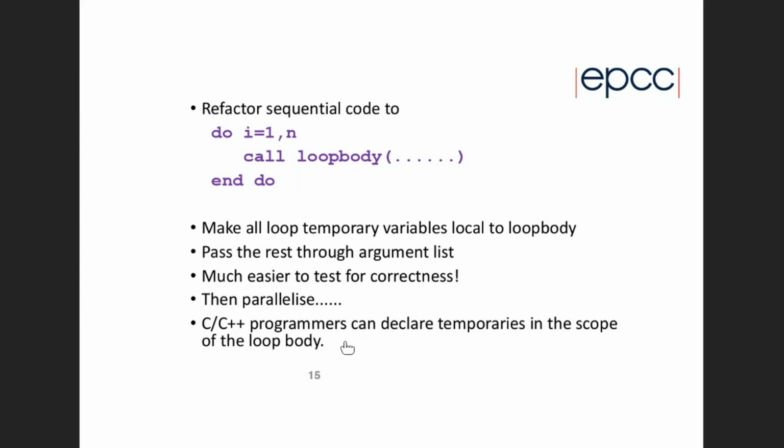And this is largely a Fortran problem, because in C++ you can make sure you declare temporaries inside the scope of the loop body. And again, if that's not already the case, that's a sequential refactoring change, which is amenable to conventional testing.